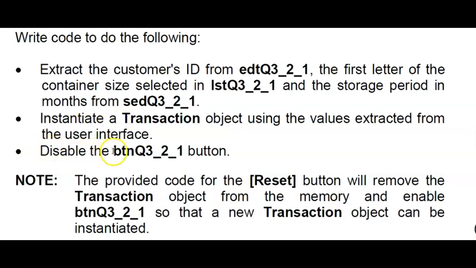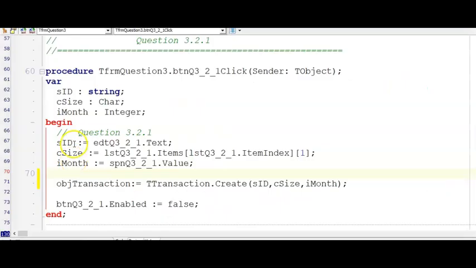And then we have to disable this button. Don't forget to do that. Press pause and try it yourself. Now you need to keep in mind what the data types are of your parameters. So there I have a string for the ID.